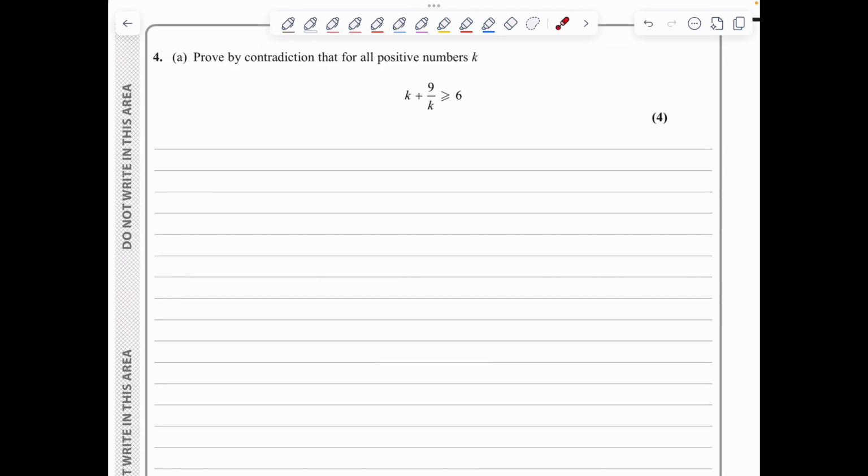In 4a, we need to prove by contradiction that for all positive numbers k, we've got k plus 9 over k being greater than or equal to 6. Well, in proof by contradiction, we always start with the negation of what we are asked to prove, which means the opposite of the statement given here. So we say suppose not, i.e. there exists a positive k such that k plus 9 over k being less than 6.